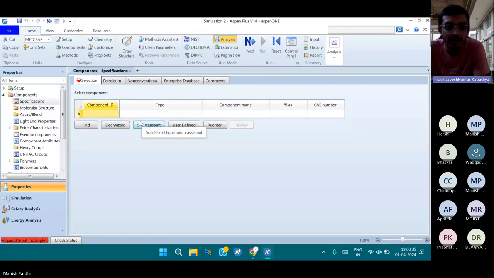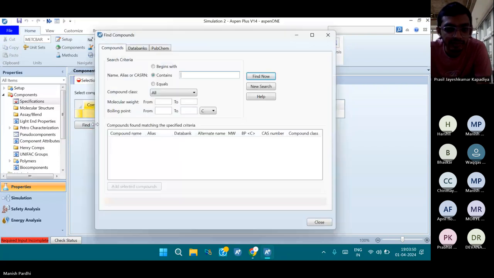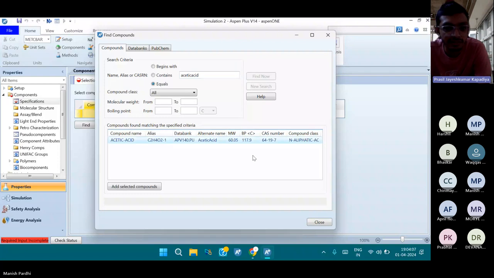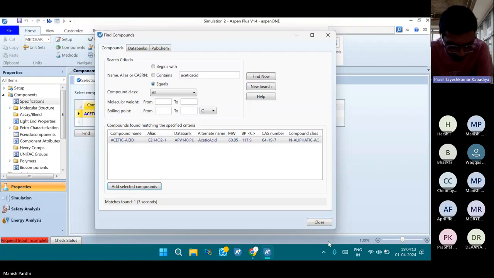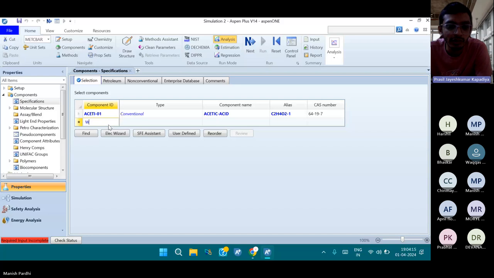Okay, so we have three components: acetic acid, water, and vinyl acetate. I guess you will have to go to find option. What if we directly enter the chemicals formula? I guess it will work, but something similar with that should not be there. Acetic acid. Yes, acetic acid is there. Second is water. Water you can directly add, guys.